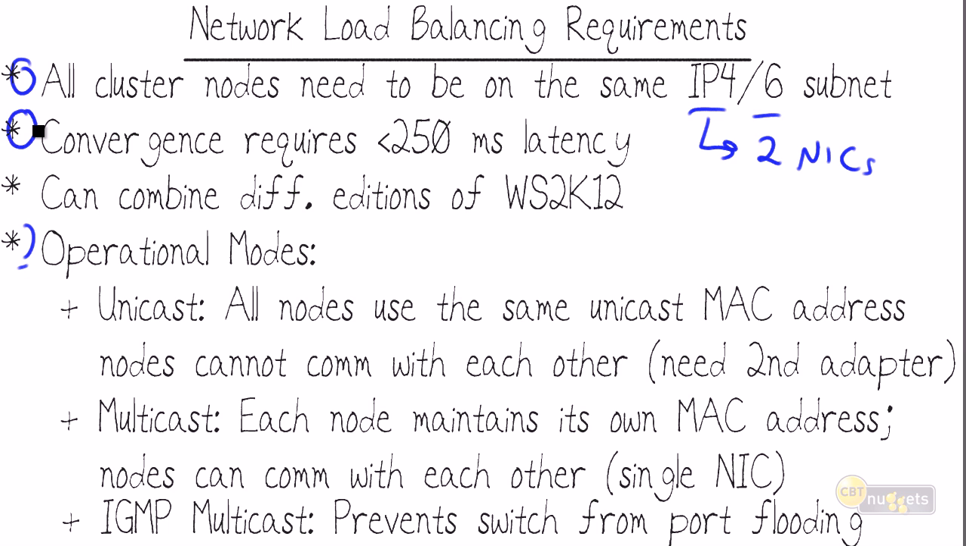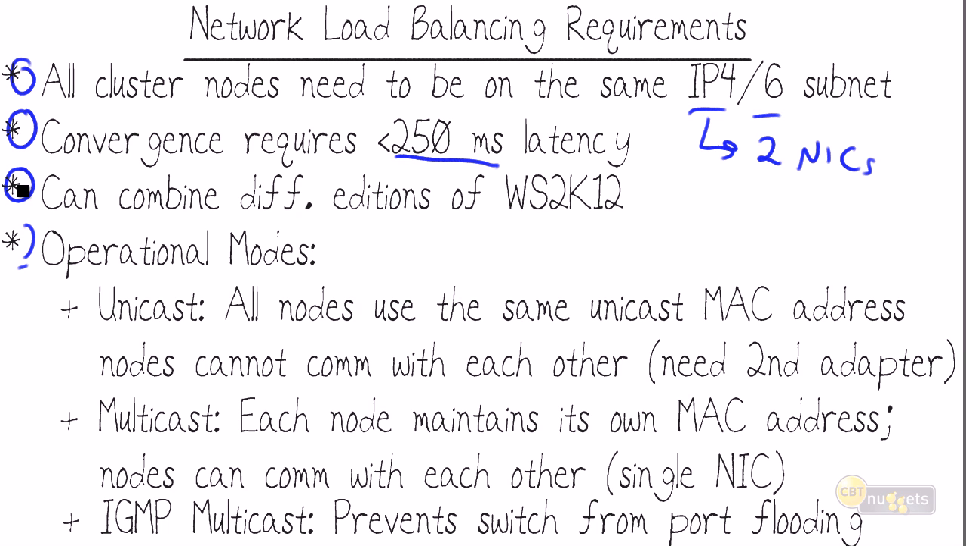You want minimal latency between the hosts. If the hosts that are going to comprise your NLB cluster are on the same IP subnet, then it shouldn't be a big deal, but Microsoft says less than 250 milliseconds. Now the reason for this, of course, is that we don't miss heartbeats. If we miss 5 heartbeats, then a node is going to be automatically removed from the NLB cluster.